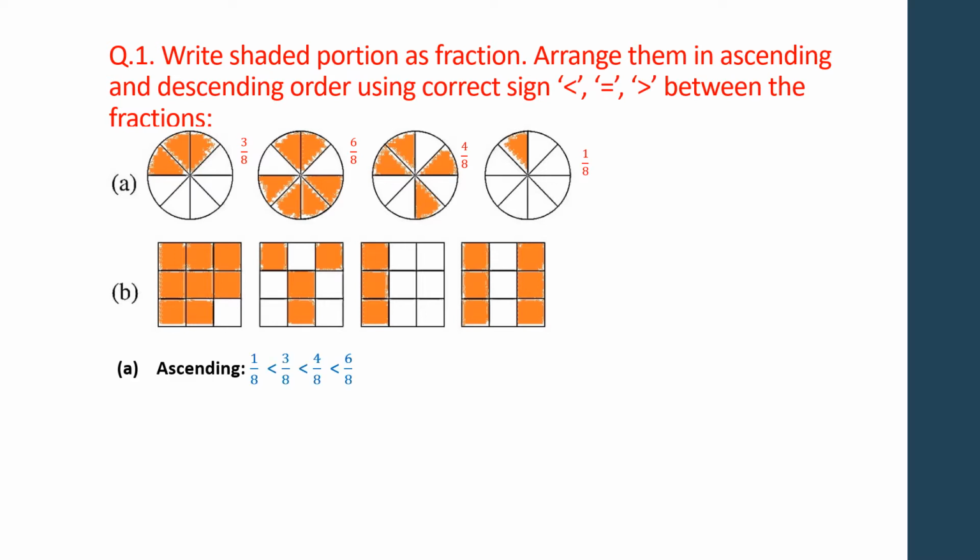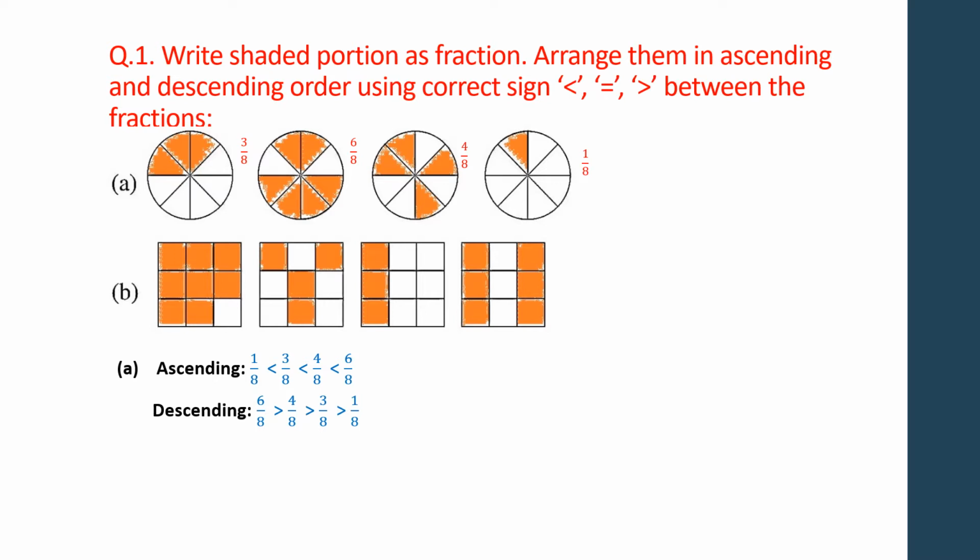Let us arrange them in ascending as well as in descending order. 1 by 8 smaller than 3 by 8, smaller than 4 by 8 and 6 by 8. Then now we have descending order. So now when we have like fractions, we have to arrange numerators only. Look at this descending order. 6 by 8 greater than 4 by 8 greater than 3 by 8, which is greater than 1 by 8.